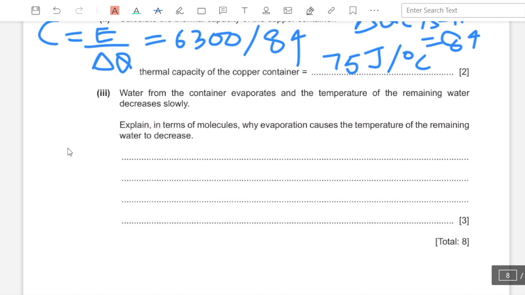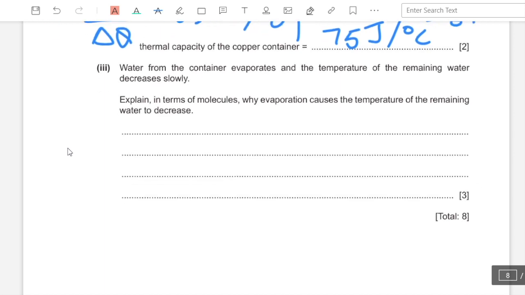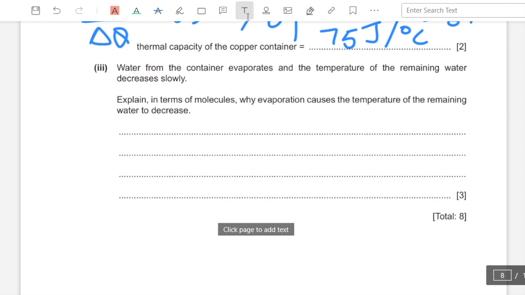3. Water from the container evaporates and the temperature of the remaining water decreases slowly. Explain in terms of molecules why evaporation causes the temperature of remaining water to decrease. Alright. So energy is required for the water molecules at the surface to break their bonds from the water in the container, and after they have obtained that energy and broken their bonds, they can then escape from the surface and into the air in the form of water vapors. So the molecules which are left behind have less energy, and so the temperature decreases. Over here I'll start by energy.